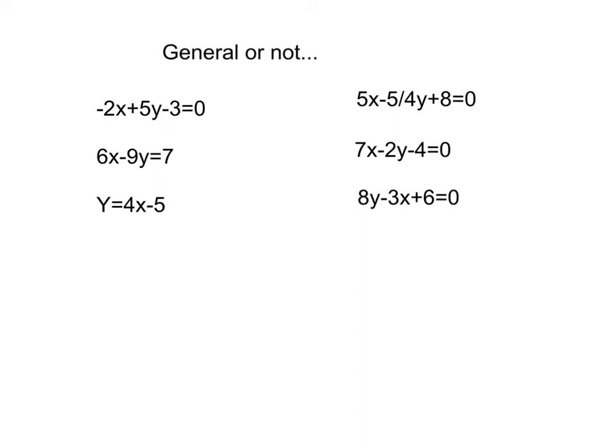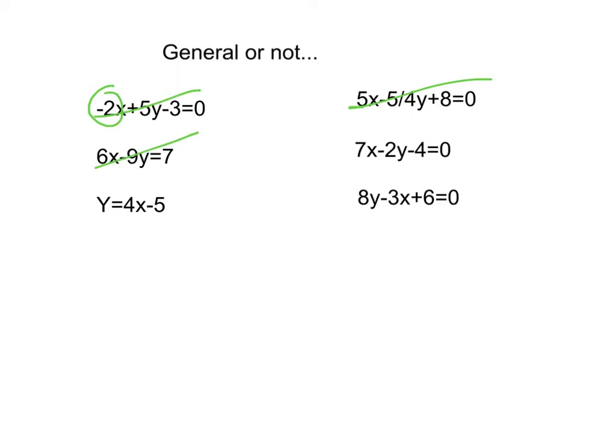All right, here are 6 equations. Let's see if we can decide if they're general or not. Let's look at the first one. Look what I found here, a negative a, not general. Let's look at the next one to the right. 5x minus 5 quarters, not a fraction, not general. Okay, let's keep going. 6x minus 9y equals 7. Oh, bummer. It always has to equal 0, not general.